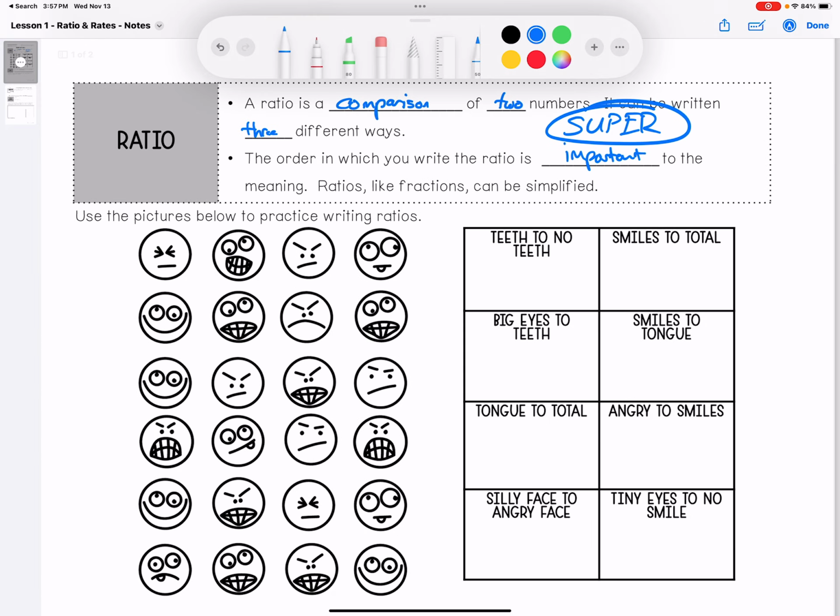So it tells us to use the pictures below to practice writing ratios. So let's write some ratios. First of all, it says teeth to no teeth. So we need to find the ones that have teeth. 1, 2, 3, 4, 5, 6, 7, 8, 9. 9 have teeth.